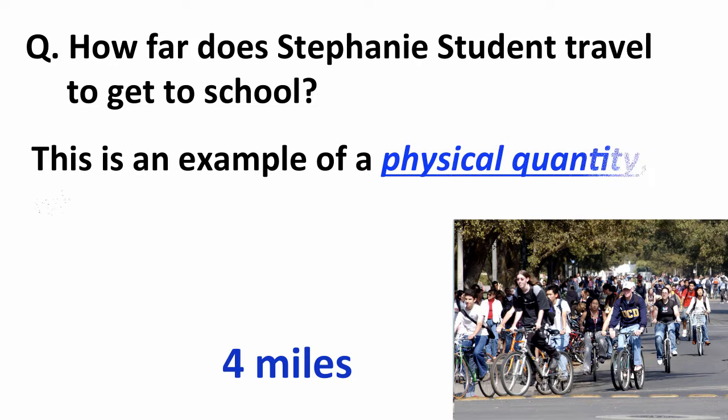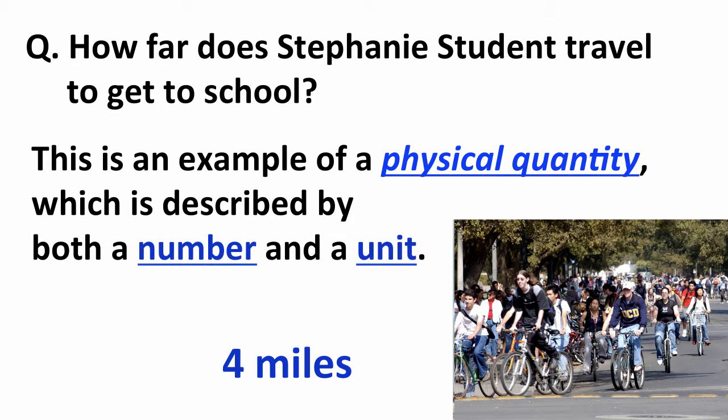Now note that this is an example of what's called a physical quantity, and physical quantities are described by both a number, in this case 4, and a unit, in this case miles. Both of those are needed in a measurement, both the value, the number, and the unit that you are using.